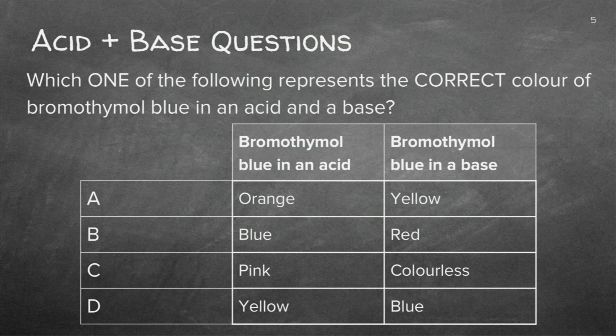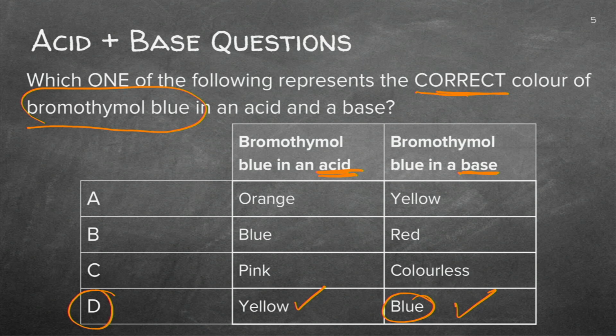Which one of the following represents the correct color for bromothymol blue? So you've got to know the colors of bromothymol blue in an acid. Now you've got to know that bromothymol blue in an acid is yellow. Let's just check. The color of bromothymol blue in base is blue. So the right answer would be D.